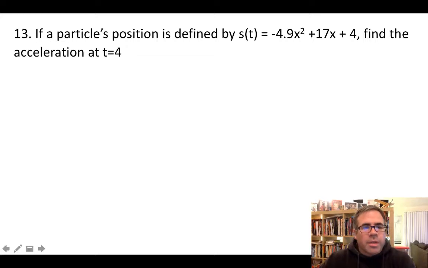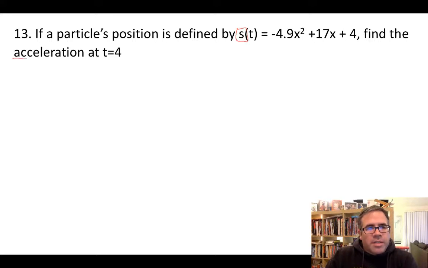So we have this one, where a particle's position is defined by S. This is something you'll see rather commonly, where they use the letter S for position. This is a physics kind of thing. Not sure why, it just is. S equals negative 4.9 t squared plus 17t plus 4, and it asks you to find the acceleration at t equals 4.